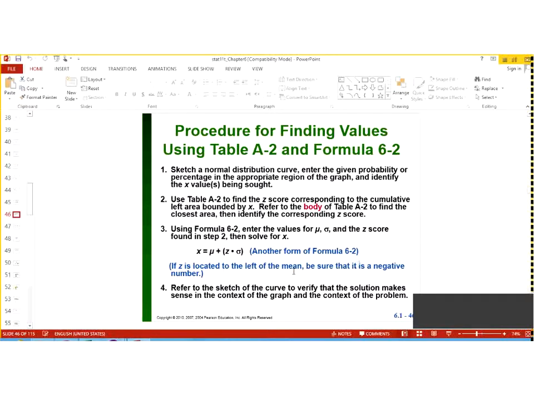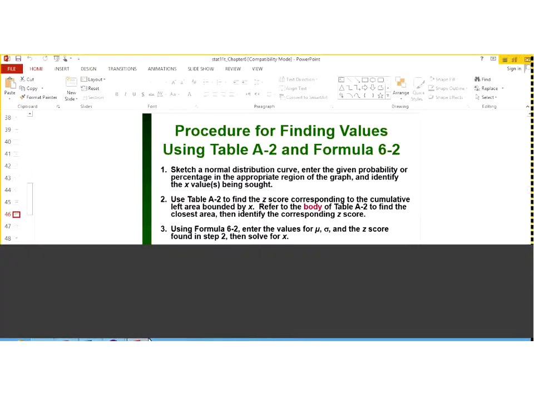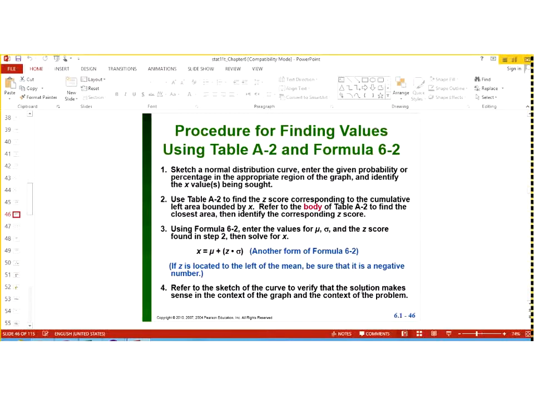And as you know, if Z is located to the left of the mean, be sure it is a negative number. Finally, refer to the sketch of the curve to verify that the solutions make sense in the context of the graph and the context of the problem.